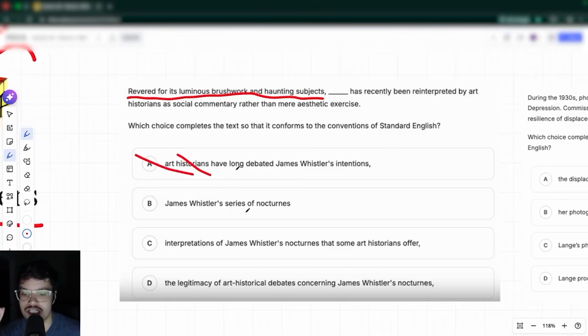James Whistler's series of nocturnes. Okay, so I know this has a lot of words to it, but yes, this actually would be the right answer because the nocturnes, that's just, I guess, another word for a painting. And basically that would be the thing that is revered for the brushwork and haunting subjects. That's the thing that we're talking about in this first part here, the nocturnes. So it is a long subject, but it fundamentally is just that subject.